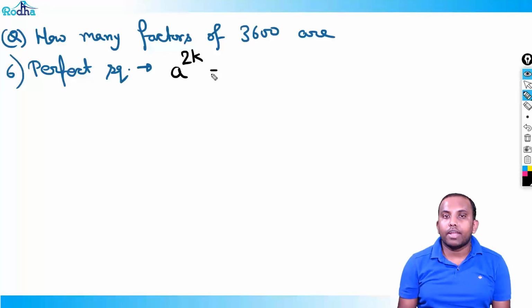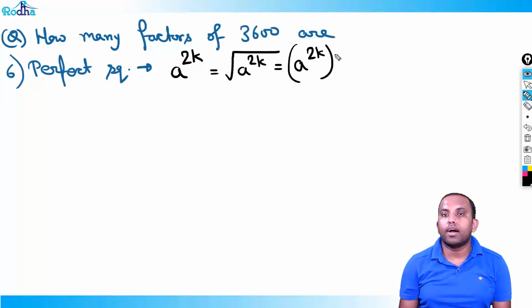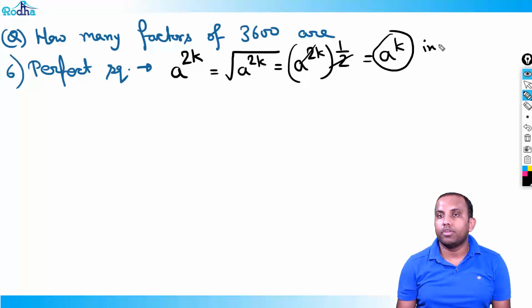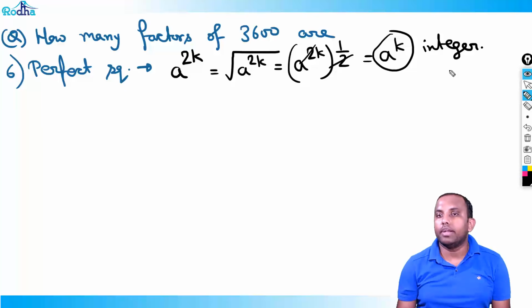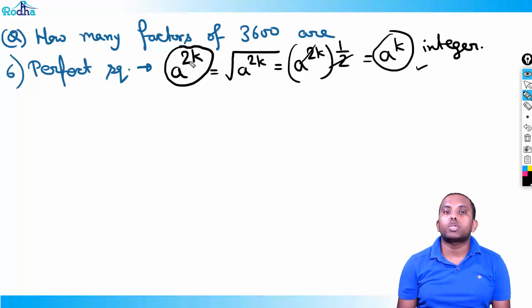If I take the square root of a raised to 2k, square root means the power is halved, so the 2 and 2 cancel. We are left with a raised to k, which is an integer. This is what we wanted, right? What is the perfect square? If we take the square root of a number, its square root will be an integer. So every perfect square has to be of the form a raised to 2k, that is, a natural number raised to an even power.